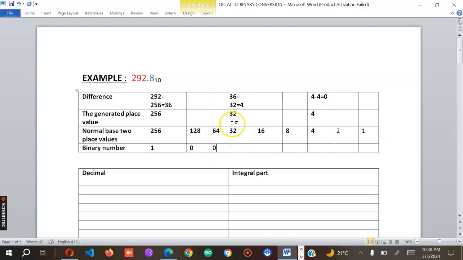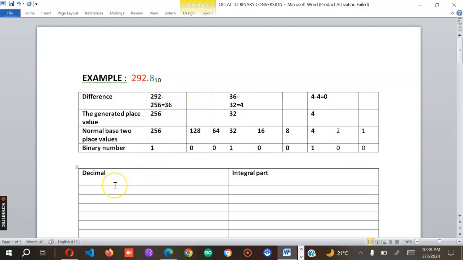But for this particular case, we have generated place value, which is 32, and the normal base value is 32. Therefore, you write 1. For this one, 0, 0, 1, 0, and 0. Up of the third point we had together. So what we have done, we have computed the integral part.